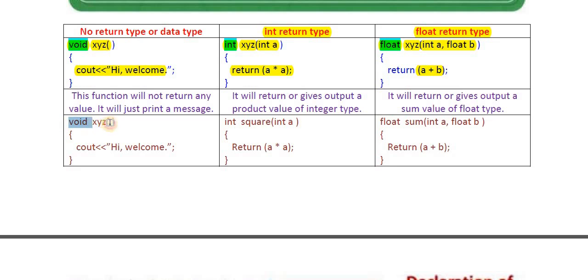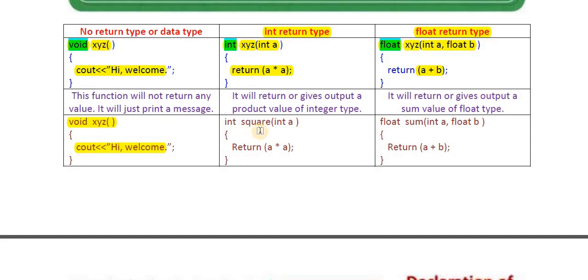Already we have seen this void xyz. In this function, inside the parentheses there is no parameter or argument. We are using this function without parameters or arguments. It will just print the message, hi, welcome. So this is the first type of function.